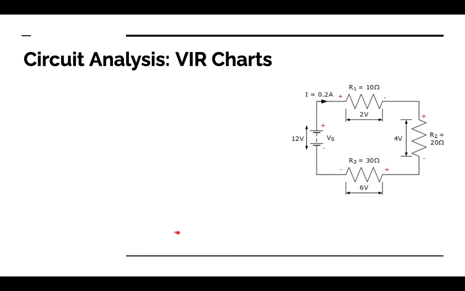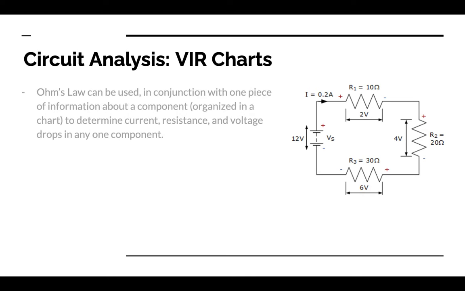So if we want to analyze circuits, say know how much current flows through a circuit at a given point, or know what the voltage drop is across a certain resistor, we need to be able to calculate mathematically the relationship between voltage, resistance, and current in any given part of our circuit. So we make use of what are called VIR charts in order to analyze this. Ohm's law can be used in conjunction with one piece of information about a component organized in a chart to determine current, resistance, and voltage drops in any single component.